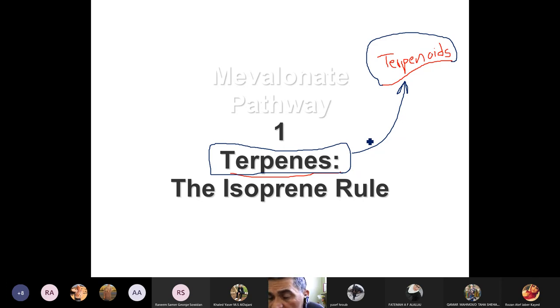So terpenes or terpenoids. But if we want to go to the pure science, the terpenoids are terpenes with oxygen, oxygenated terpenes. But as I told you, usually both of the words are used together.